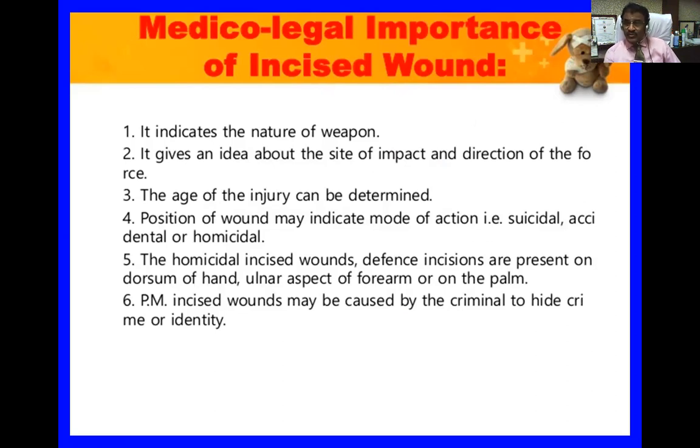In homicidal incised wounds, defense incisions are present on the dorsum of the hand, or also the ulnar aspect of the forearm, or also on the palm. Usually when somebody tries to kill a person and he's aware of that, he'll try to protect himself, and that will cause defense incisions. Some post-mortem wounds may be caused by the criminal to hide the crime. So after killing a person by some other means, they may also put some incision cut marks on the body to hide the identity. It happens in criminal cases.